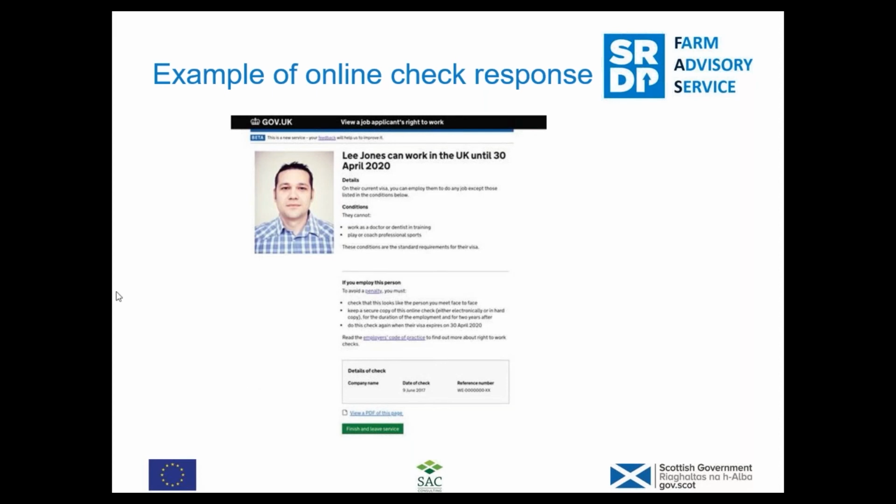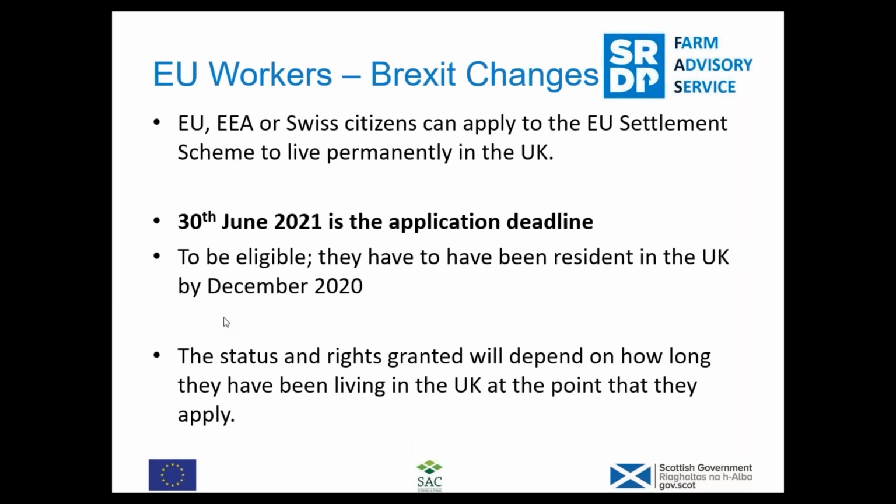Before we go any further, I'm just going to add in here a slide about what changes Brexit has brought for EU workers. So there obviously have been many changes, but it's worth noting if anybody has EU, EEA or Swiss citizens working with them, then they can apply to the EU settlement scheme to live permanently in the UK. So those applications are open and can go in now, but all applications must be in by the 30th of June 2021. And to be eligible, they must have been resident in the UK by December 2020. So they can't come to the UK after December 2020 and apply to the EU settlement scheme.